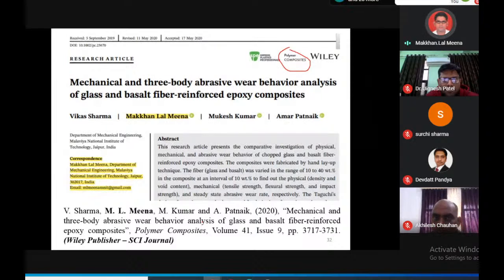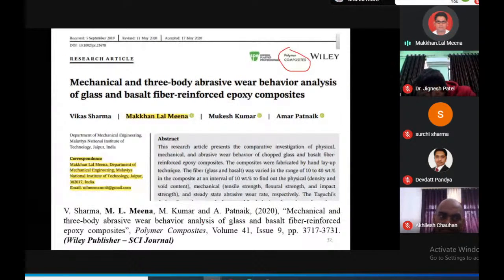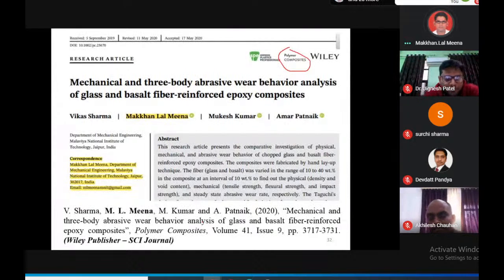What are the impact strength of both composites, and steady state abrasive wear rate respectively. And further for optimization, we apply the Taguchi design of experiment method, used for designing the experimental runs having input controlling variables like sliding distance, normal load, fiber content, and abrasive size.